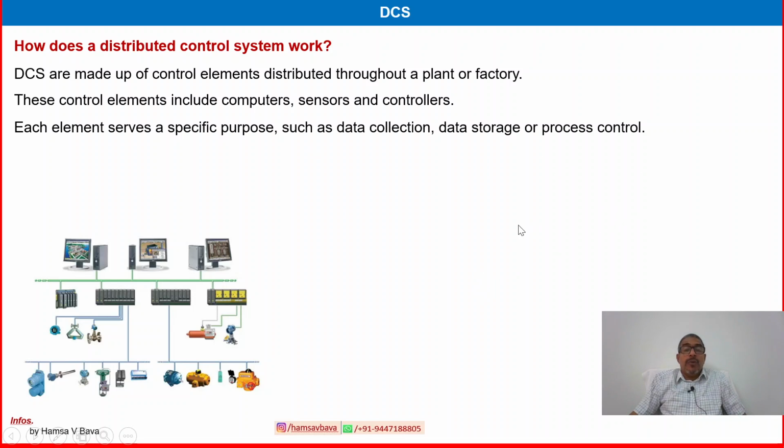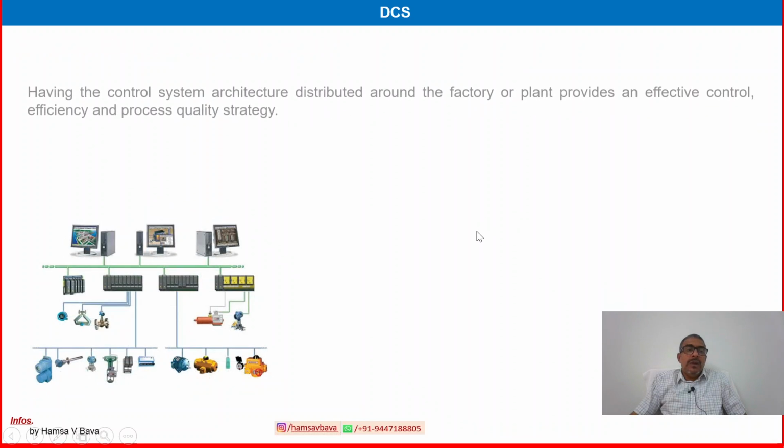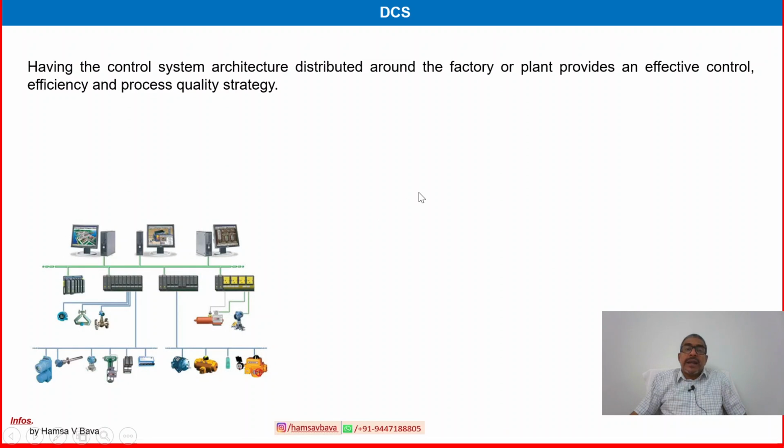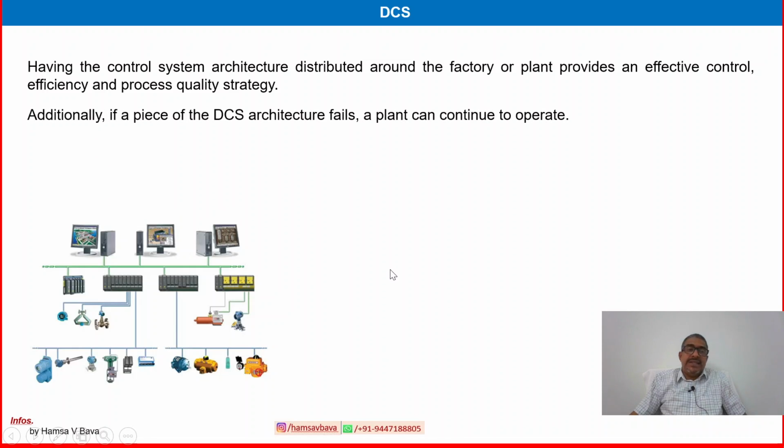Each element serves a specific purpose such as data collection, data storage and process control. This is very important. Having the control system architecture distributed around the factory or plant provides an effective control, efficiency and process quality strategy. Additionally, if a piece of DCS architecture fails, the plant can continue to operate. It's very, very important.